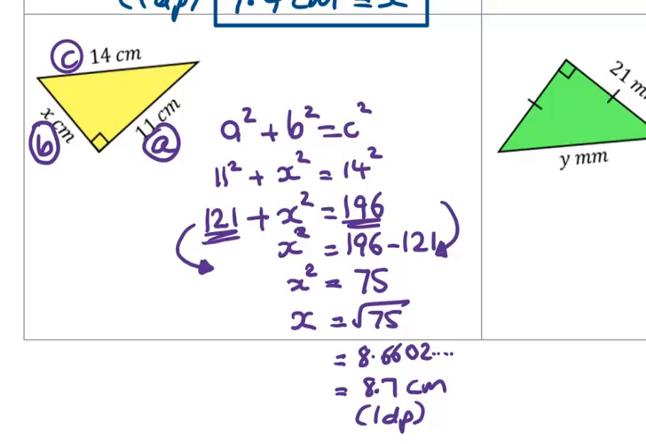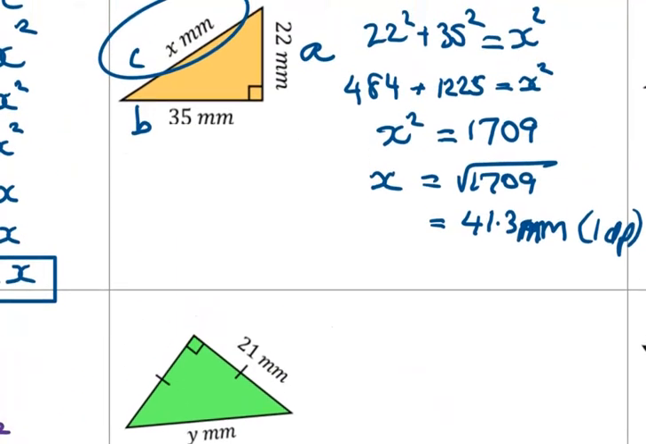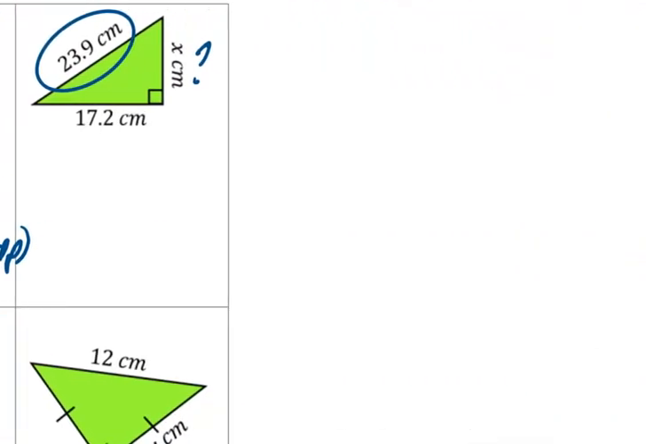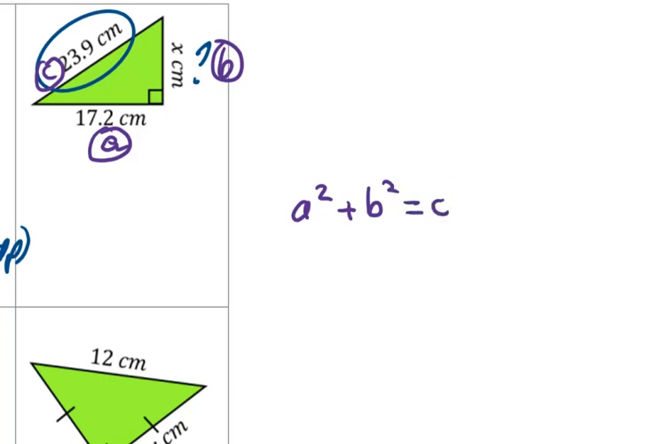Okay, so let's do one more like that, and then we'll do the last two where we have to think a little bit harder. So again here we've got A, B and C to start off with labeling. We'll call the side that we know A, the side that we don't know we'll call B, and the hypotenuse is C. So we have A squared plus B squared equals C squared: 17.2 squared plus X squared is equal to 23.9 squared.